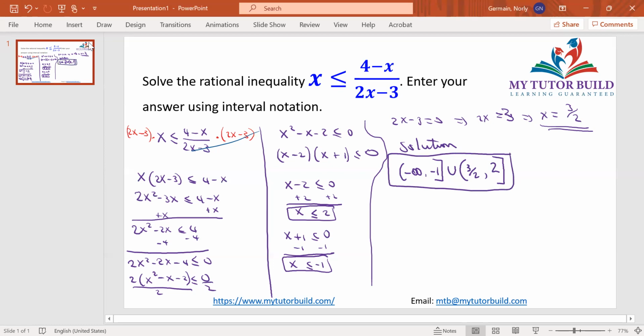Once you solve your inequality, remember, always set the denominator equal to 0 and solve for the variable in the denominator, because you need to remove that value from your solutions too. So we have an open interval for 3/2, but closed intervals for 2 and -1.